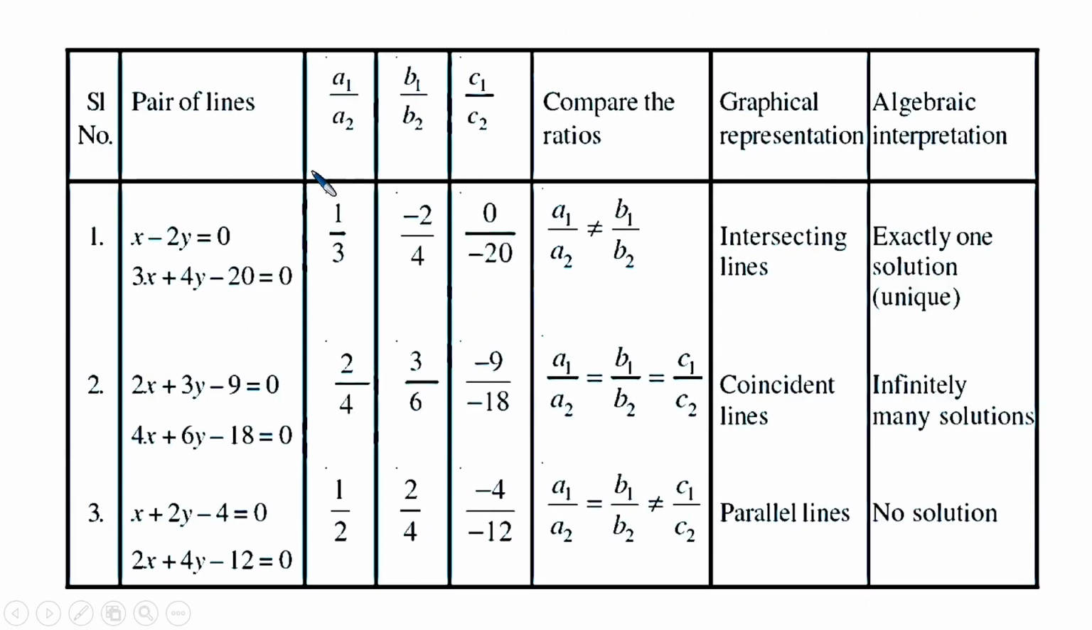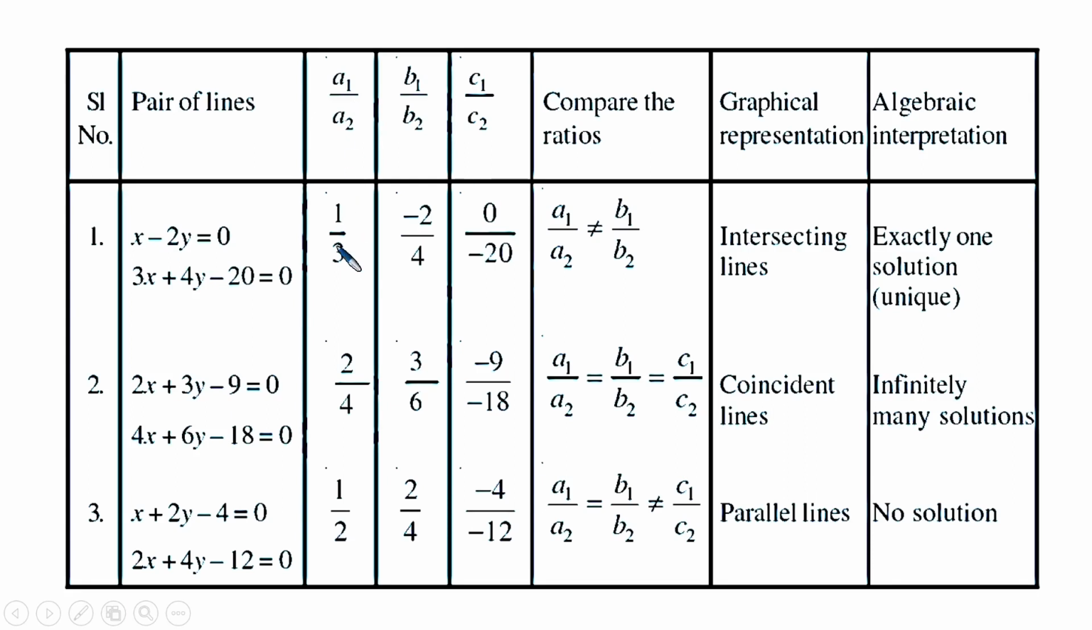Here are some conditions I have given here for a pair of lines. Suppose these are the two lines. This is one line and this is another line. So a pair of lines is a1x plus b1y plus c1 equal to 0 and a2x plus b2y plus c2 is equal to 0. So these are the coefficients. This is coefficient a1, this is a2, this is b1, this is b2, this is c1 and this is c2.